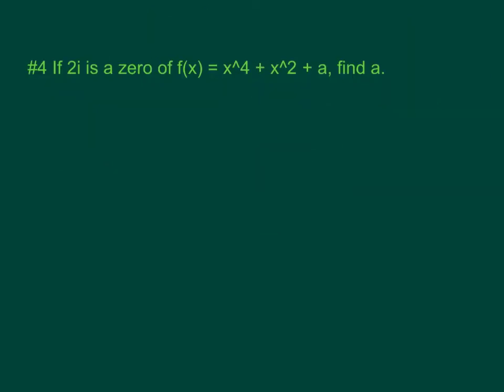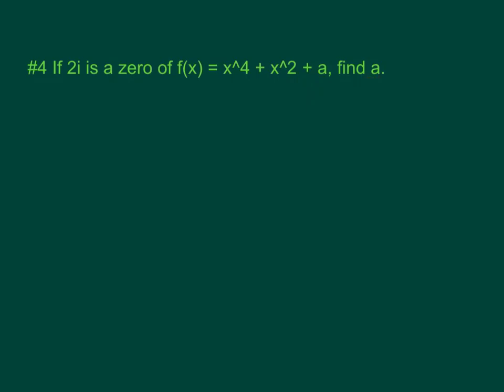Okay, last example, and I really, really like this problem. I guarantee you're going to see this problem on a quiz or a test of some kind. Here's the problem. Read along with me. If 2i is a 0 of this function, x to the 4th plus x squared plus a, find a. Figure out what a is.